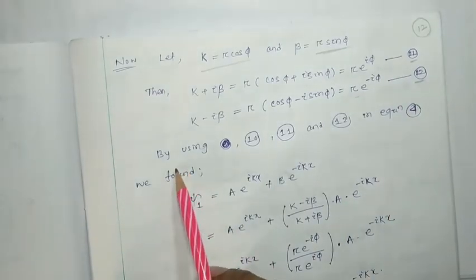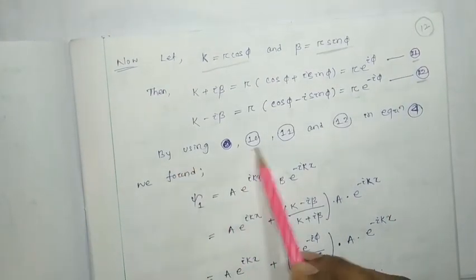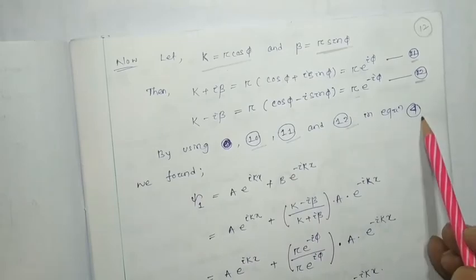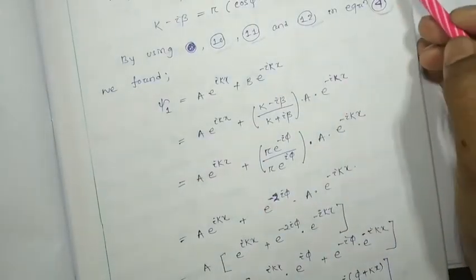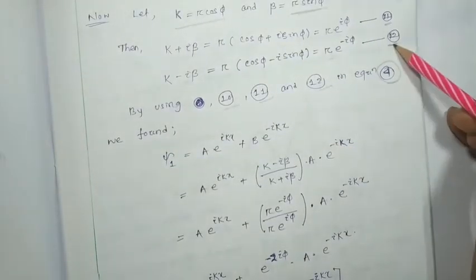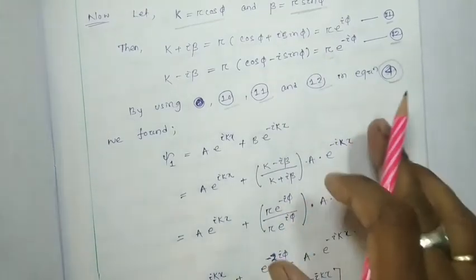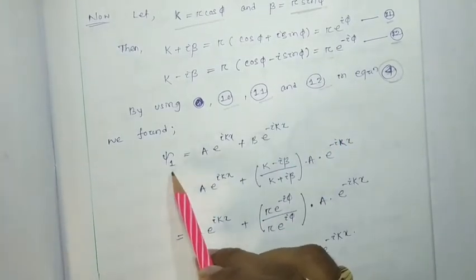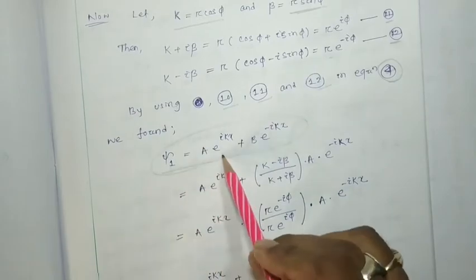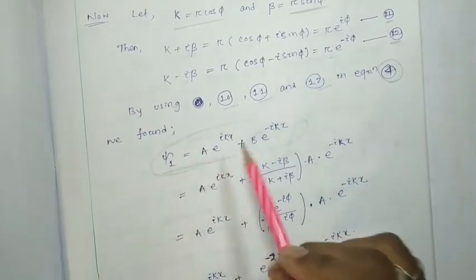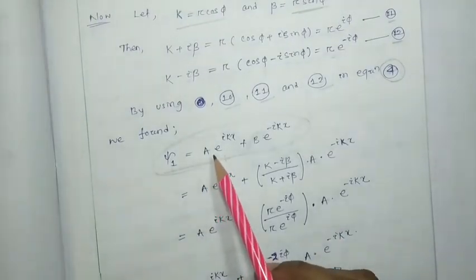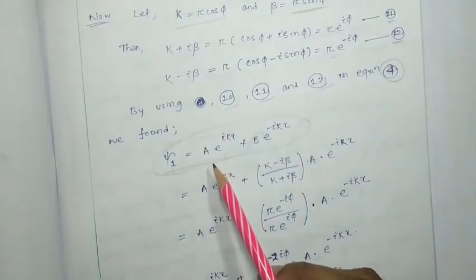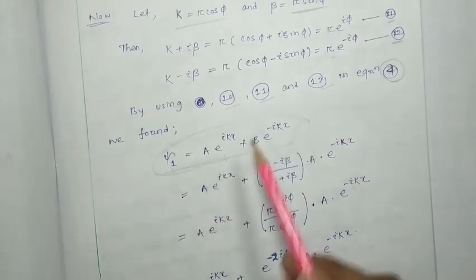Now by using equation number 10, 11, 12 in equation number 4, what are we going to get? Equation 4 is our general wave function in region 1. So here we are going to put the value of b first.